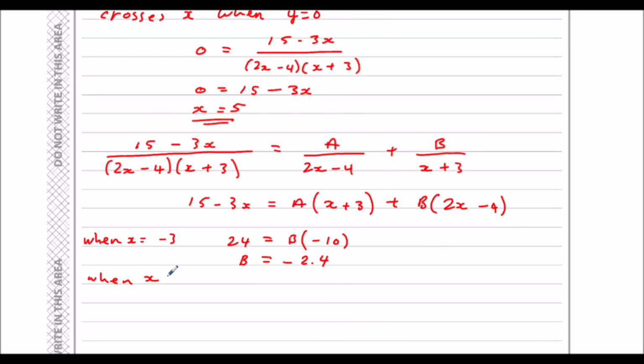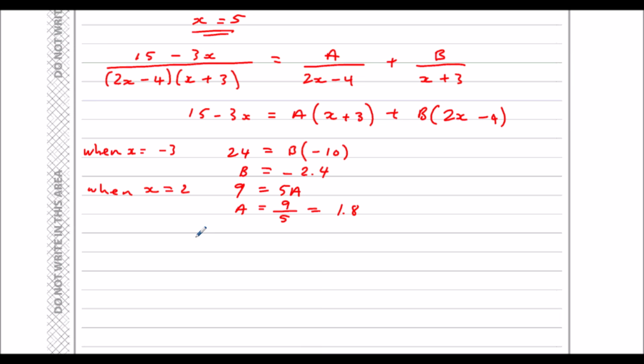When x is 2, we eliminate B. So we've got 15 minus 3 2's, 15 minus 6 is 9. And we've got 2 plus 3 A's, 5 A's. So 9 is 5 A's. Divide both sides by 5. A is 9/5. I'm going to write 1.8 just because I don't want one as a decimal, one as a fraction. It doesn't matter. So there we go. We've got partial fractions now.